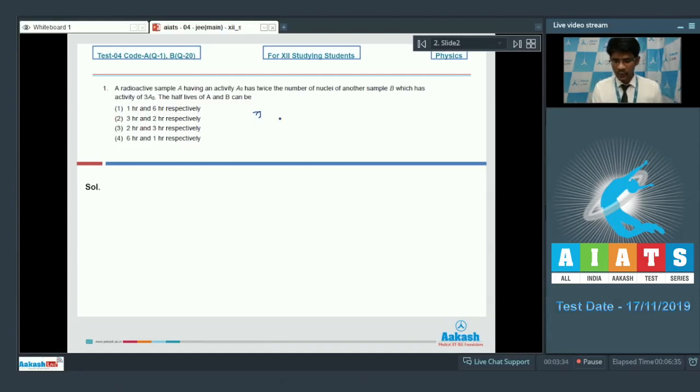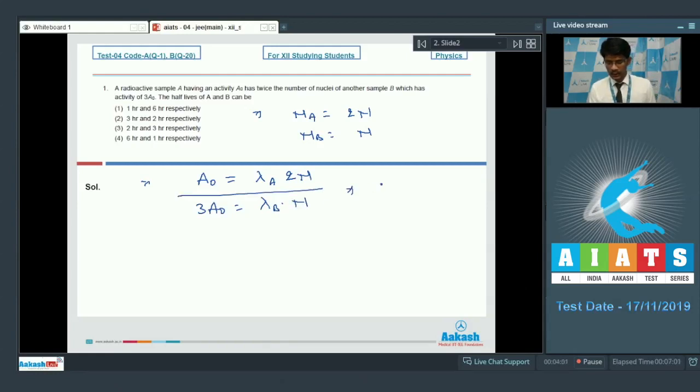If I'm taking the active nuclei of B to be N, the number of active nuclei of A would be taken as 2N. It's been given the activity of A is lambda A into the active nuclei, that is 2N, and similarly the activity of B, given to be 3A0, should be written down as lambda B into N. Taking the ratio here, we get 1 by 3 equal to lambda A into 2 divided by lambda B, or I would say lambda B divided by lambda A would be 6.